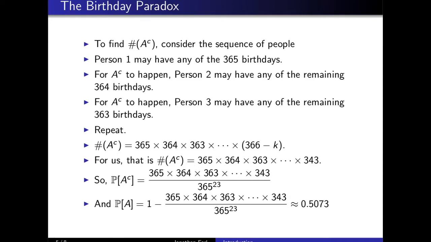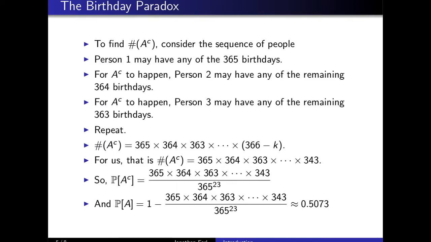Okay, so we've now set two birthdays. We've set the birthday for person 1, the birthday for person 2. We then look to person 3. Person 3 can have any of the remaining 363 birthdays that haven't been accounted for. And this keeps going. So the number of ways in which A complement could occur is going to be 365 times 364 times 363, all the way down to 366 minus k. For us, k is 23. So the total number of ways in which no two of us could share a birthday is 365 times 364 times 363 times on and on times 344 times 343.